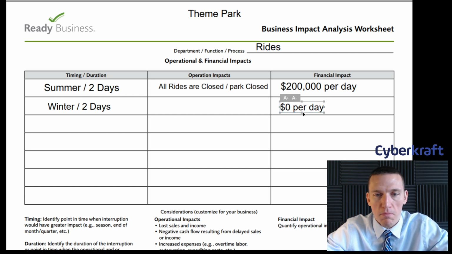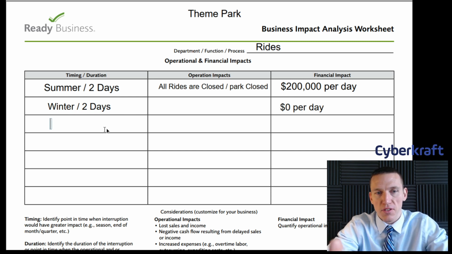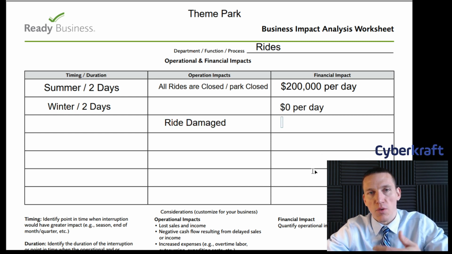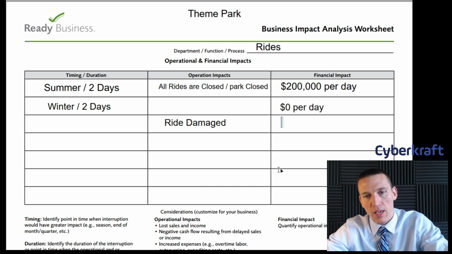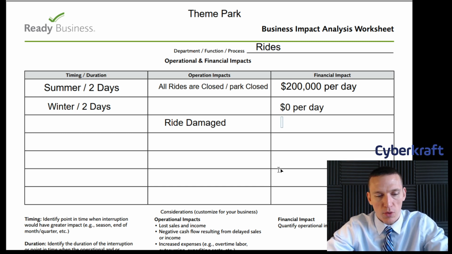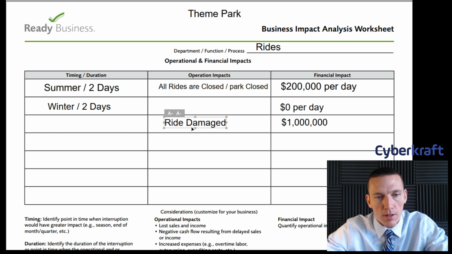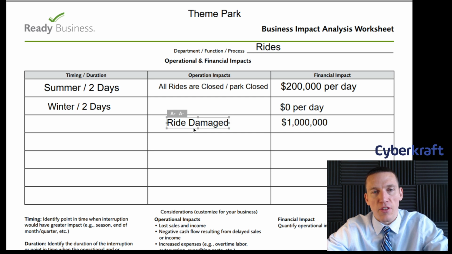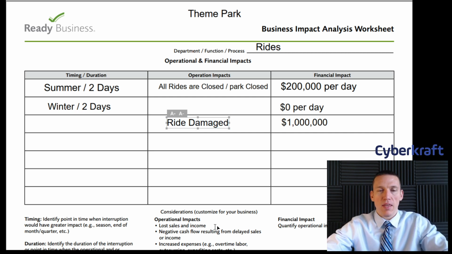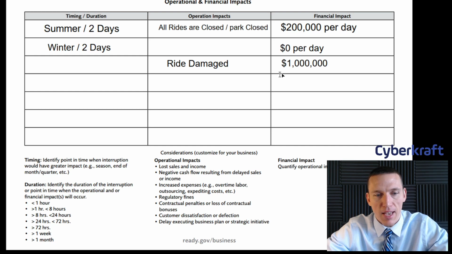Now, maybe there is a disruption where a ride is destroyed, okay? So, ride damaged, and then you would include the cost of that in your financial impact. Maybe that ride, to repair it, would cost $1 million. And you can include that as another operational impact. But this basically gives you an idea of how to conduct this type of analysis.